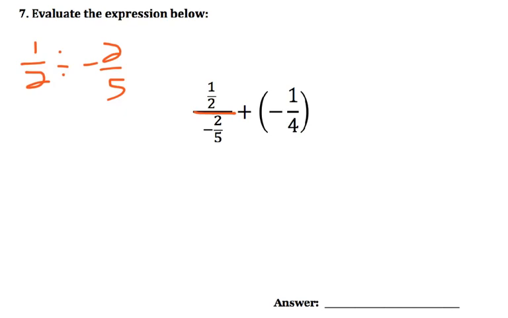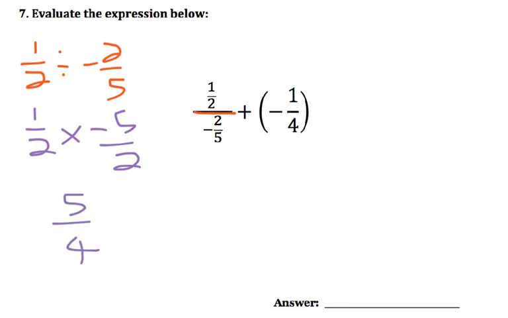Then, channeling your inner Vicuña, we're going to use keep, change, flip. And now we can use the multiplication of fractions algorithm and just multiply across. 1 times 5 is 5. 2 times 2 is 4. But this is a negative fraction, and 1/2 is a positive fraction. Different signs are going to multiply to give us a negative. So now here's where we're at. Negative 5/4 plus negative 1/4.